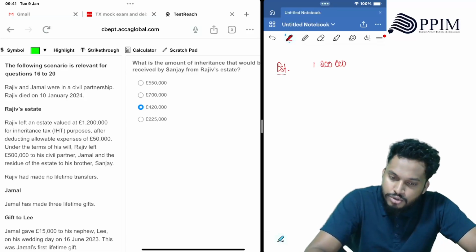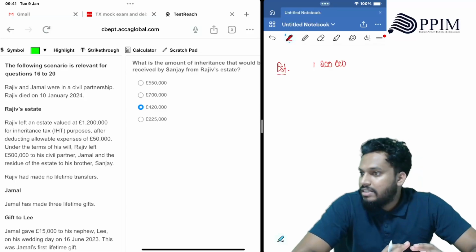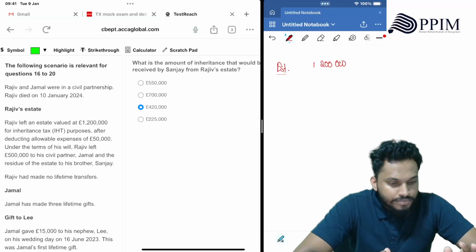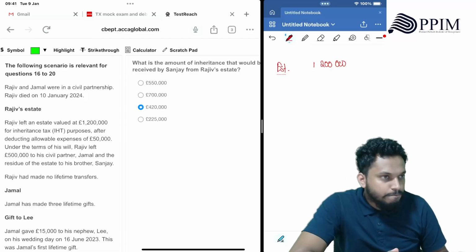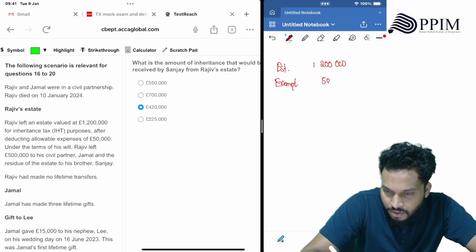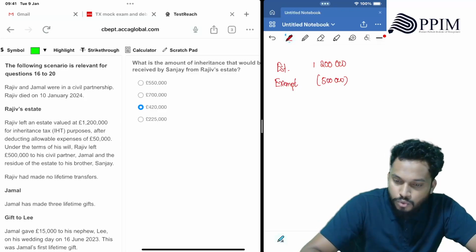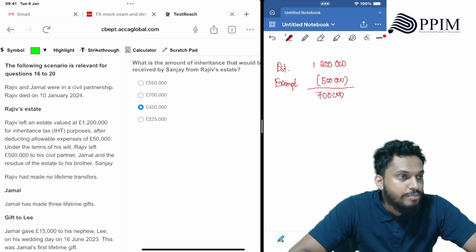where you should know the fact that when it comes to a civil partnership or a relationship between husband and wife, whatever you transfer among y'all or between y'all is going to be exempt, isn't it? So whatever this 500,000 was transferred between them will be exempt. So that is the rule. Which means it will leave you around 700,000. Is that your answer? It's one of the options.